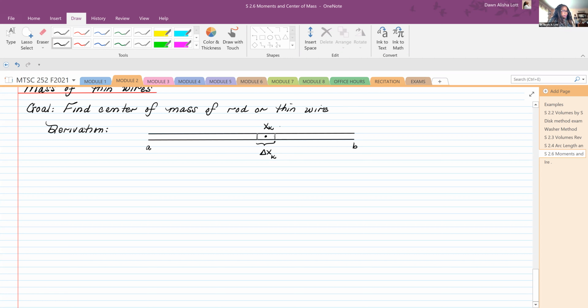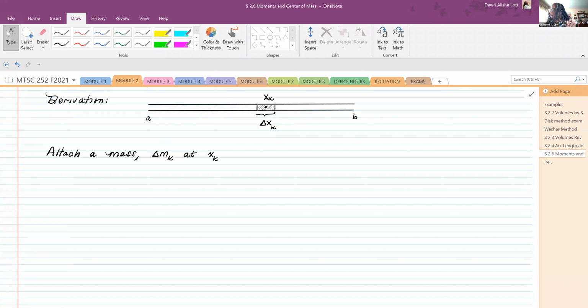All right, so what I want to do is, let's say we attach a mass, and that mass is going to be delta mk, and it's going to occur at xk. So in this whole region, there's a mass. Okay, and for a moment we're thinking of it as centered at xk. So what have we used before?